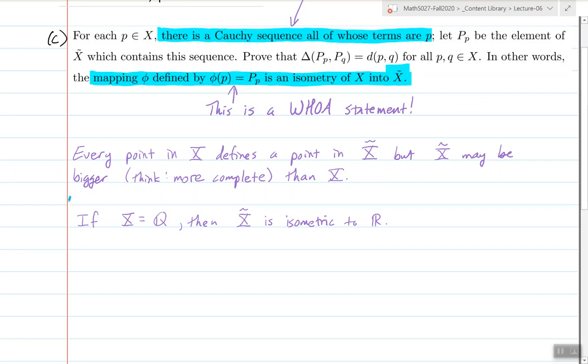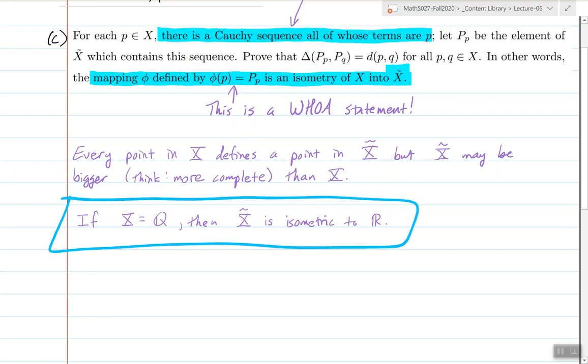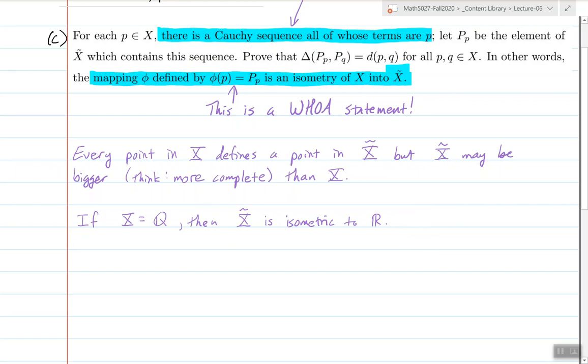As an example of this, and like I said, this is going to be hard to grapple with. It's going to take some time. If X is the rationals, then X tilde is isometric to the reals. So this is giving us a way to go from the rational numbers to the reals, to fill in all the gaps on the real number line that are left by the rational numbers. We're not going to necessarily get into all the details here, but I'm laying the groundwork, and this involves continuity and mapping and convergence of sequences and defining things as metrics.